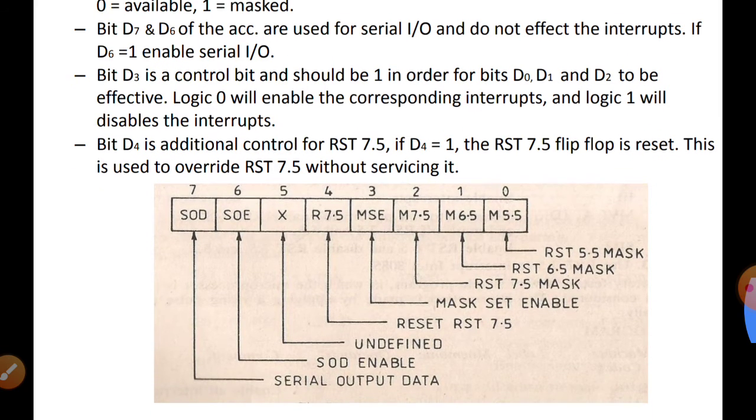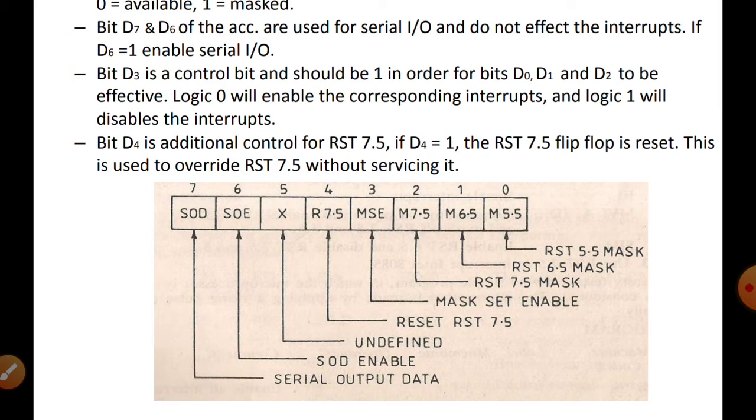But as far as the rest of the bits are concerned, the D3 bit is MSE. MSE stands for mask set enable. It allows enabling the masking process of the individual interrupts. So, if it is logic 0, it enables the corresponding interrupt, and if it is logic 1, it disables the interrupt.